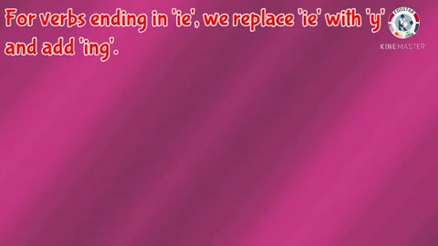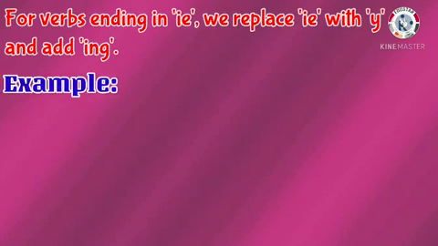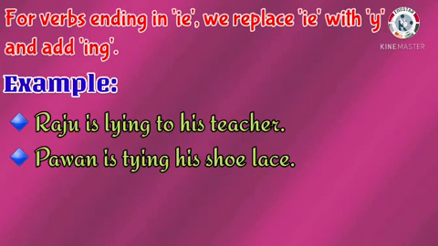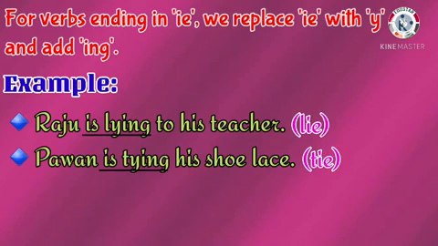Next, in some verbs ending in ie, we change the ie to y and add ing. For example, Raju is lying to his teacher. Pavan is tying his shoelace. Here the base verbs lie and tie end with ie, so we dropped the ie and added y and ing. Dear children, remember these verb rules.